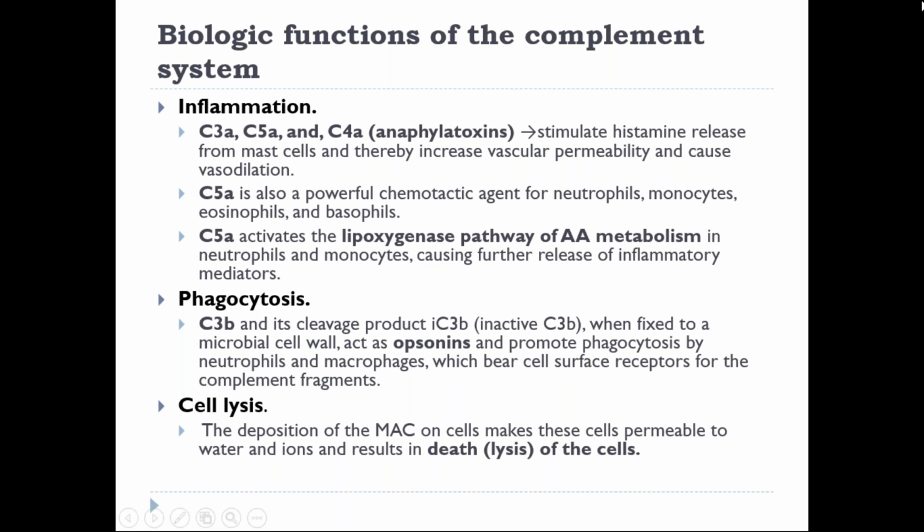So let us read the theory about the biological functions of the complement system. In inflammation, C3a, C5a, and C4a are otherwise called anaphylatoxins. They stimulate histamine release from mast cells and thereby increase vascular permeability and cause vasodilatation. Whereas C5a is a powerful chemotactic agent for neutrophils, monocytes, eosinophils, and basophils. And C5a activates the lipoxygenase pathway of arachidonic acid metabolism in neutrophils and monocytes, causing further release of inflammatory mediators.